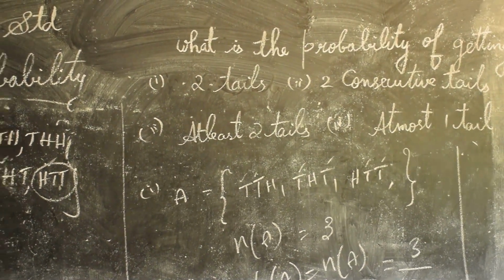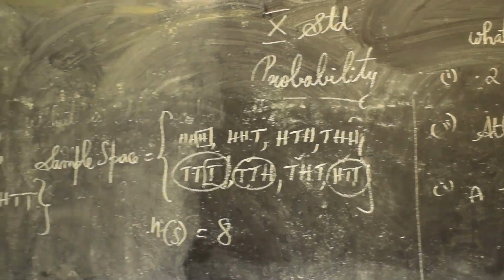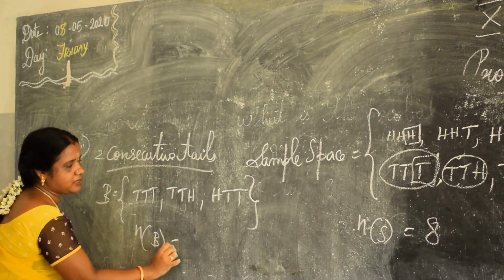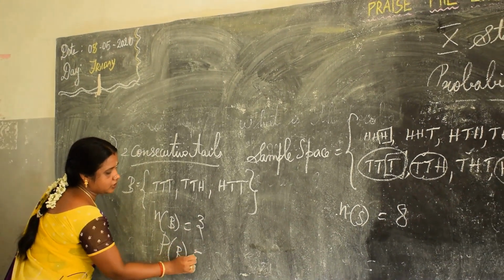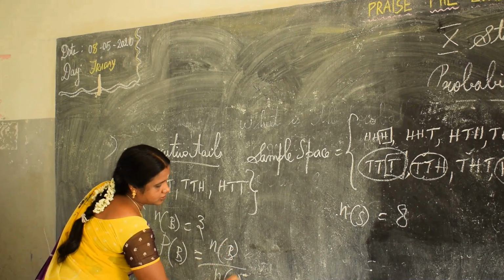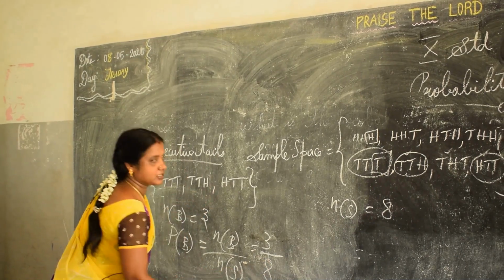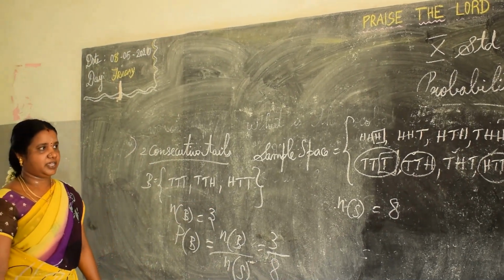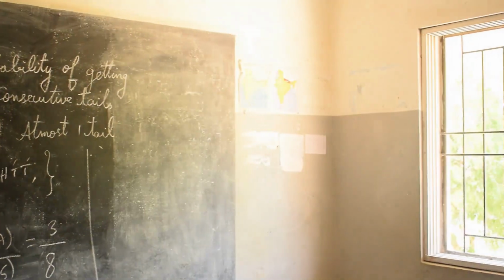TTT, TTH, HTT. So our N of B is, how many sample spaces are here? 3. What is the probability of B? N of B by N of S. So 3 by, what is our total sample space? 8. So our answer is 3 by 8. Next we have to find for at least 2 tails.